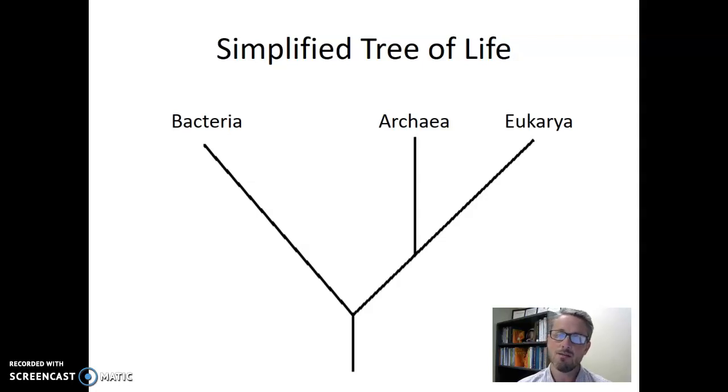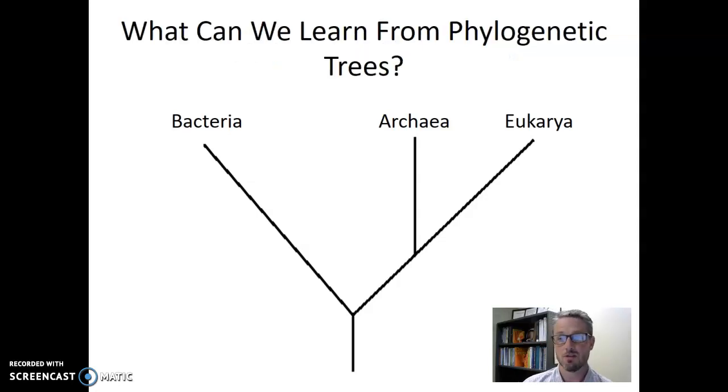And I wanted to use this simplified tree that lacks the detail of all the extra branches demonstrating all the different kinds of bacteria or all the different kinds of archaea, all the different kinds of eukaryotes. We'll use this simplified version to demonstrate how we can analyze one of these phylogenetic trees and what we can learn about these organisms. So the question becomes, what can we learn from this phylogenetic tree? To learn things from the phylogenetic tree, I'm going to encourage you to do one thing only.